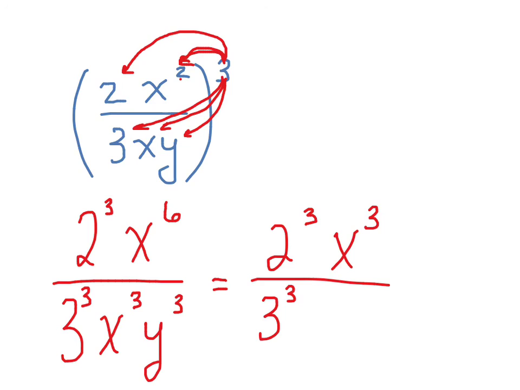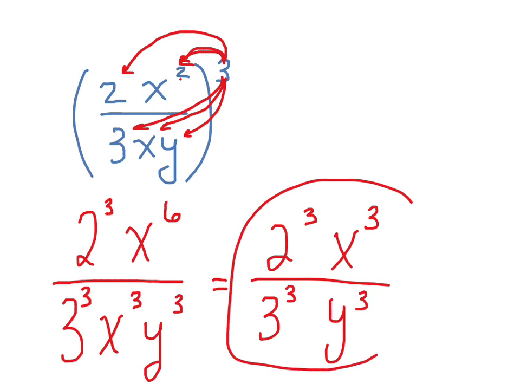And what about the wise guys on the bottom? Do they have any friends? No. They only had y's in the bottom, right? Mm-hmm. So there's nothing to clean up. I just leave that on the bottom like so. Because the direction said to write your answer as a power, we're going to leave it alone like that. Okay?